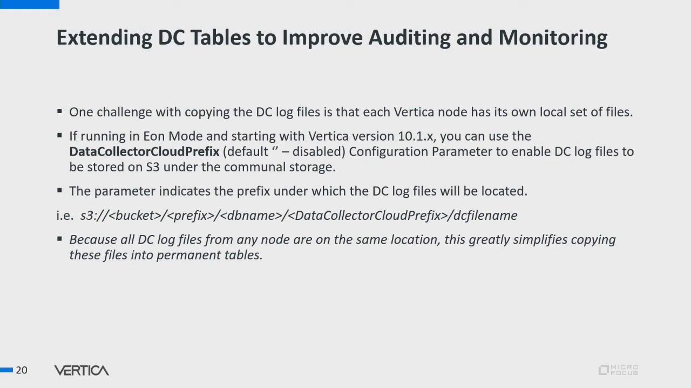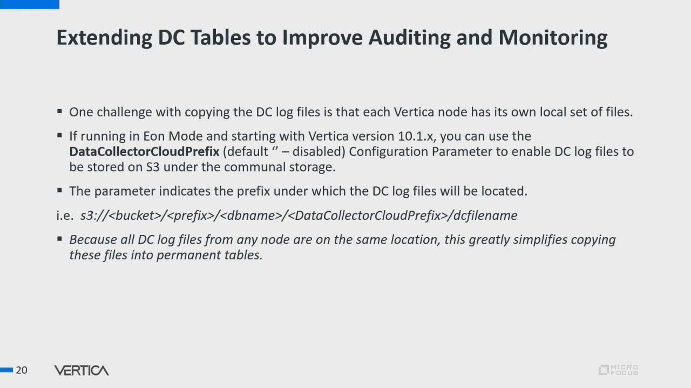If you are running on Eon mode and starting with version 10.1.x, you can use a configuration parameter called data collector cloud prefix, which by default is disabled. And that parameter enables DC log files to be stored on S3 under the communal storage. The value of that parameter indicates the prefix under which the DC log will be located. And here's an example of an S3 path to the DC log files.